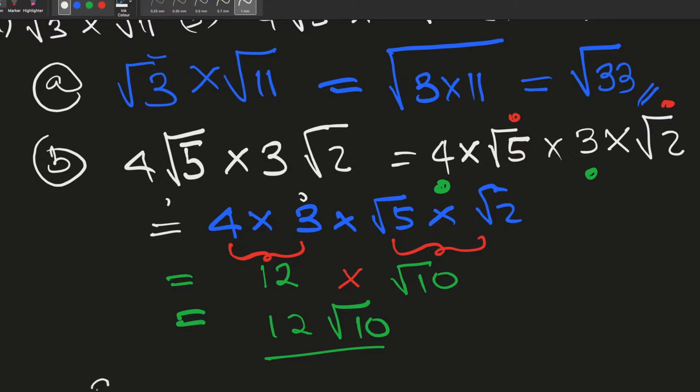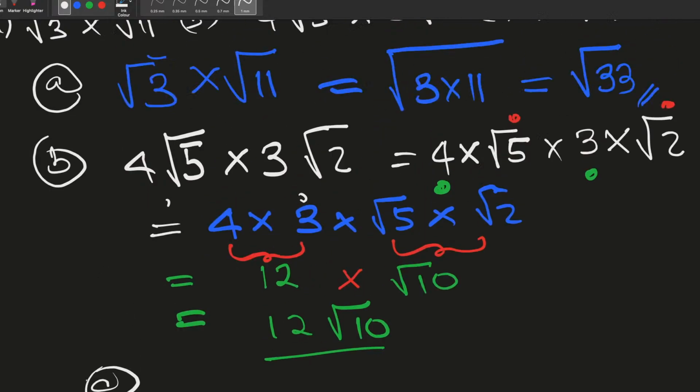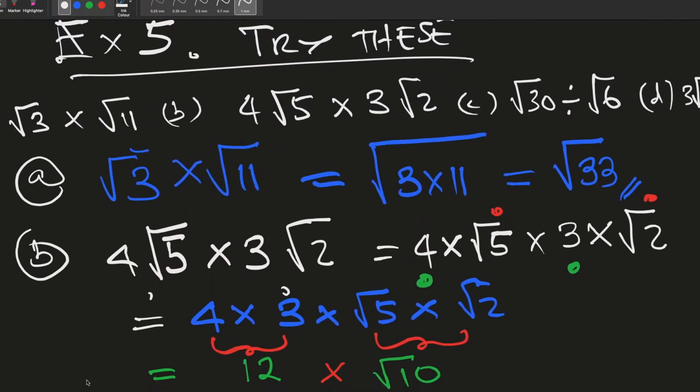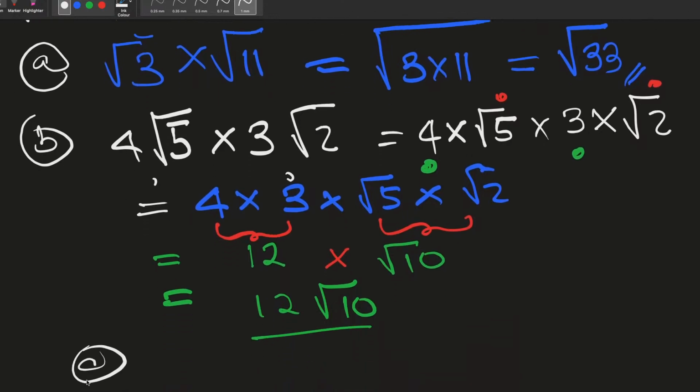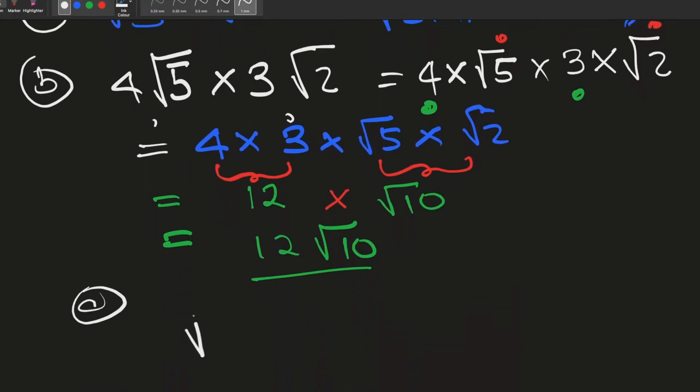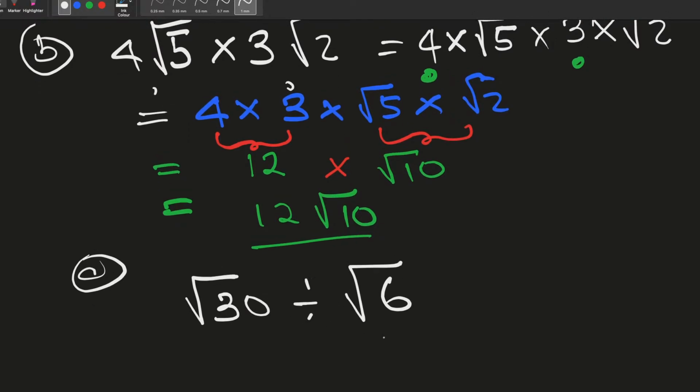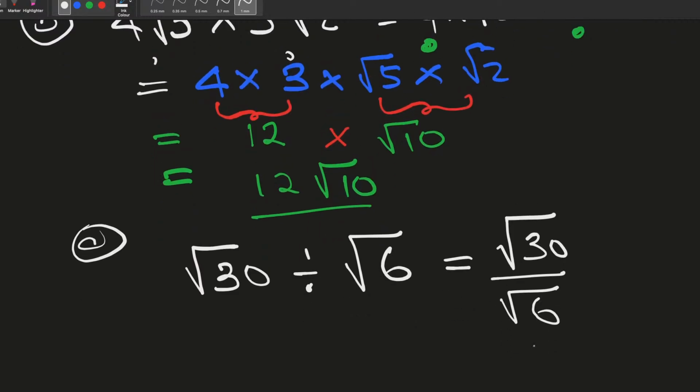The C says root 30 divided by root 6. Wow, this is a quick one. We all know traditionally when we see something like this, we say root 30 divided by root 6. After that, we apply the principle that we learned.